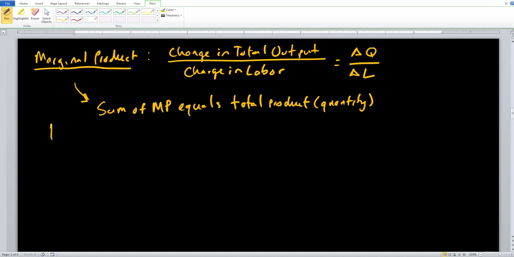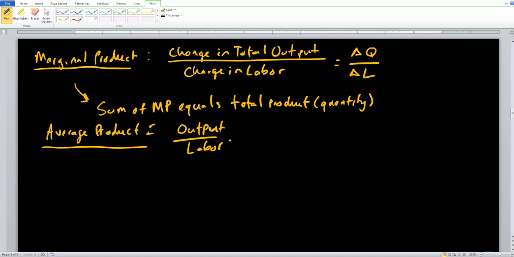Average product also ties along the ideas of product in the short run. It's just going to be output divided by labor. So output divided by labor, Q divided by L. Very simple.